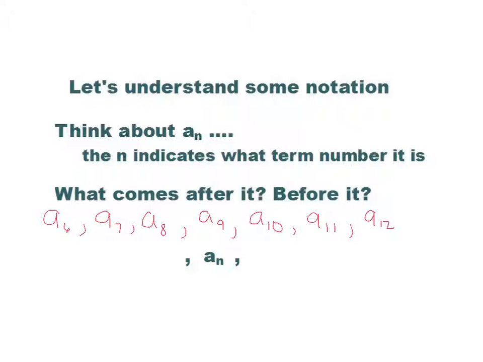So a sub n, well, what would be the term after it? Well, it'd be the n plus 1 term. And after that would have to be the n plus 2 term. And after that would be the n plus 3 term, and so forth. And how about before a sub n? What would have to come before that? Well, we've kind of written that a few times. That would be your n minus 1 term. And your n minus 2 term would be 2 before that. Or your n minus 3 term would be 3 before that.